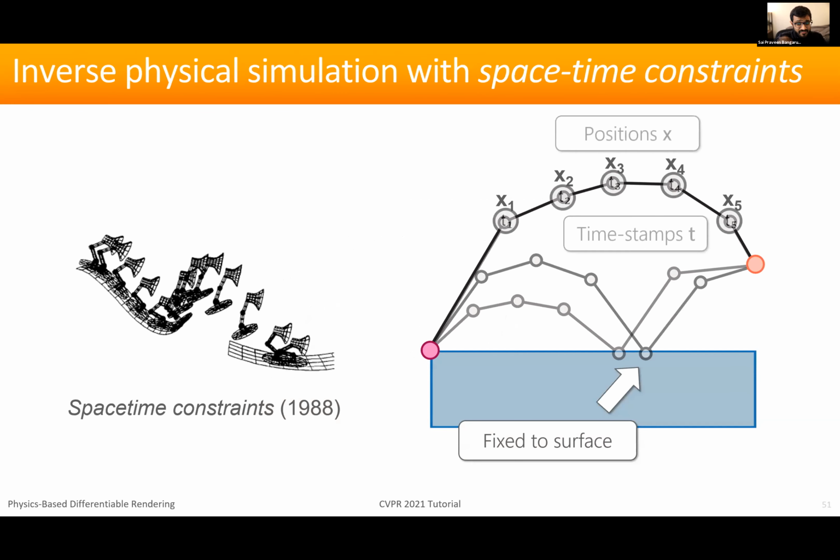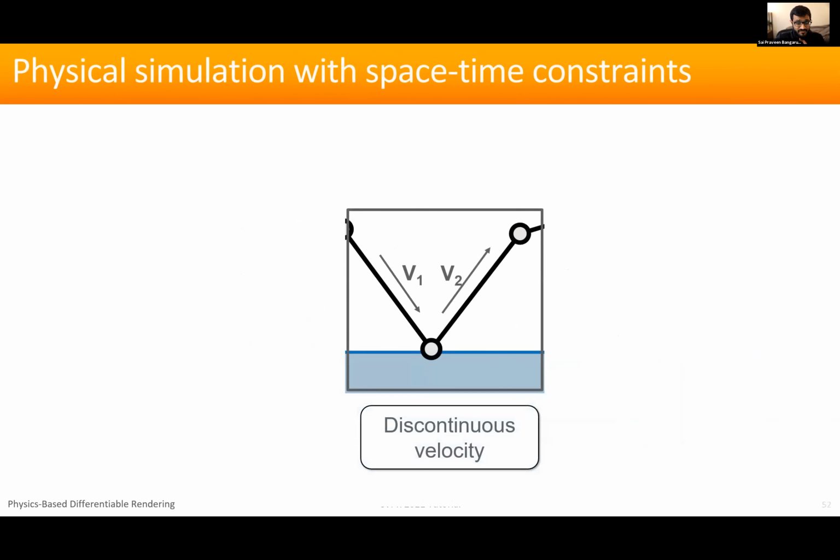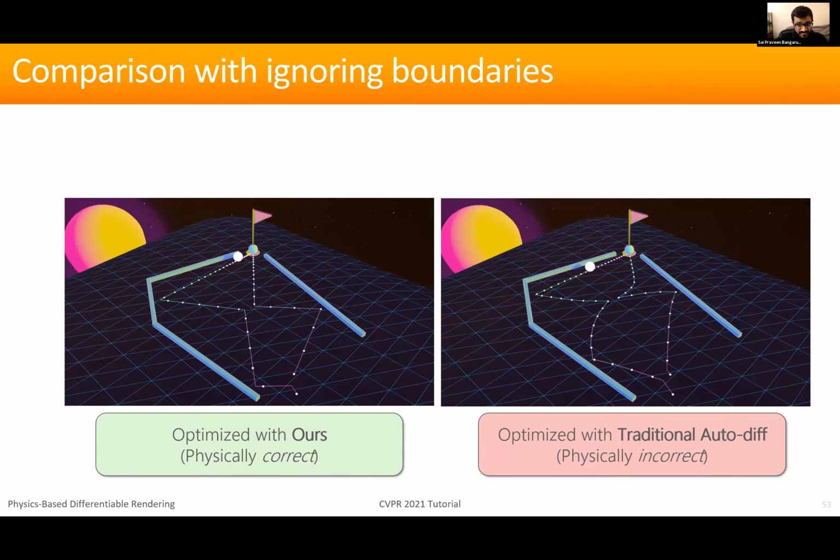Instead, if you're trying to differentiate hard contact, we suggest looking at a space-time constraints formulation where we parameterize the trajectory by its positions and timestamps and optimize for the Lagrangian instead. Now that allows you to handle hard contact, but the velocity in this integral is now discontinuous, which is where we need our differentiation approach. So we show here that not handling this discontinuity properly can lead to a physically incorrect trajectory, which spontaneously changes directions, in contrast to using correct derivatives, where you get consistent trajectories.